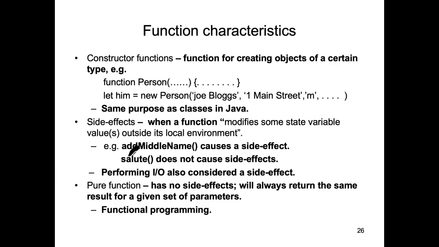So we would say that the salute method is a pure function. I'll come on to pure in a second. By side effects now, we're actually including if a function performs I/O, then that is classified as a side effect. It's doing things outside of its scope. Pure functions or pure methods are methods that have no side effects. And ideally, we'd like to write as many functions as possible that are pure functions.